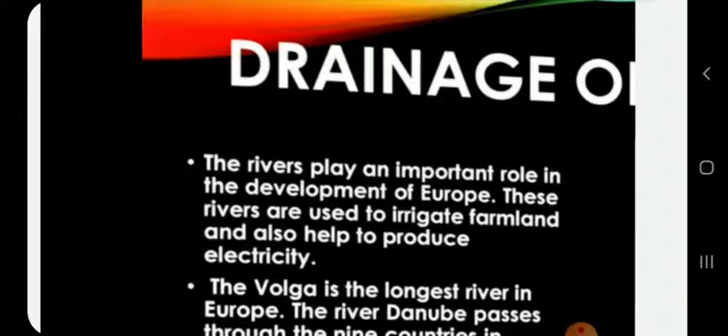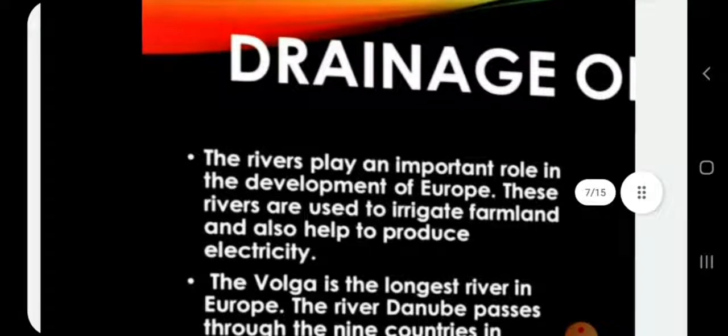Most of the rivers originated in the Alps mountains, the central plateau of Europe. These rivers are useful for inland navigation in Central and Eastern Europe. The Volga is the longest river in Europe.